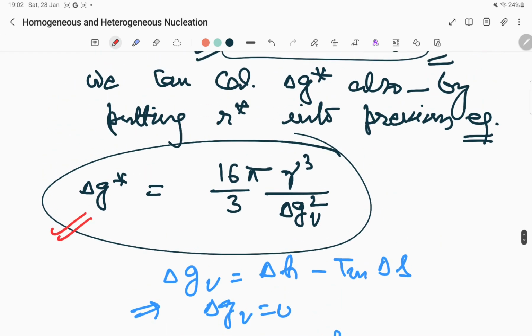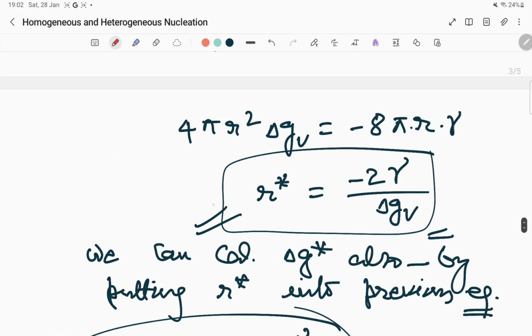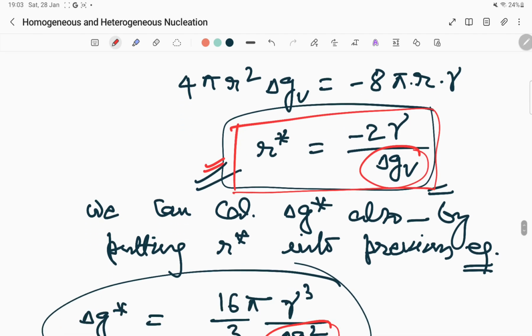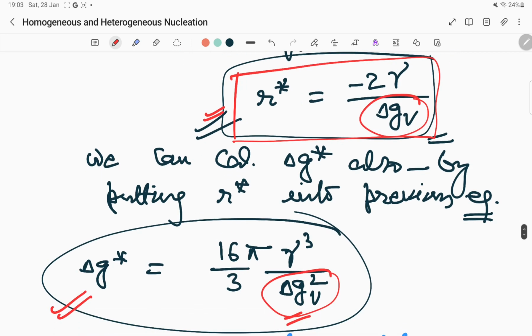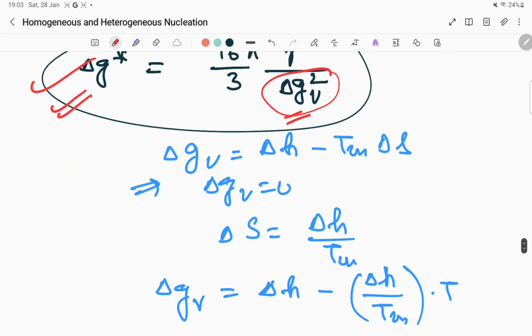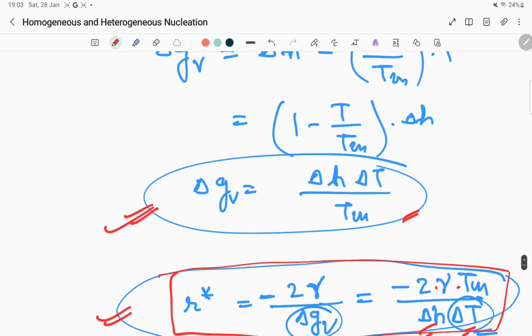This is the delta G star in terms of volume free energy change, and this is the critical radius equation in terms of volume free energy change. So R star is equal to minus 2 interface energy divided by volume free energy change. So these are the 5 equations which are important for calculation in case of homogeneous nucleation.